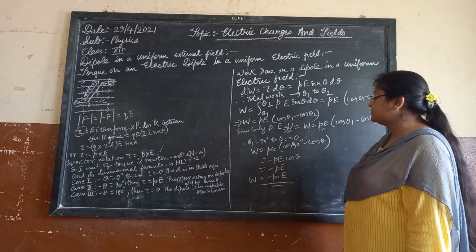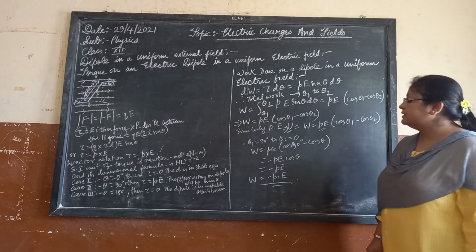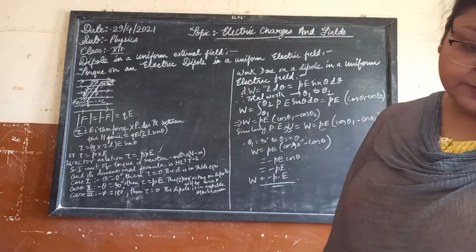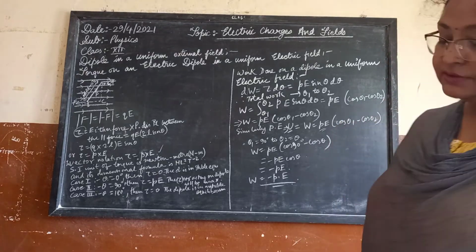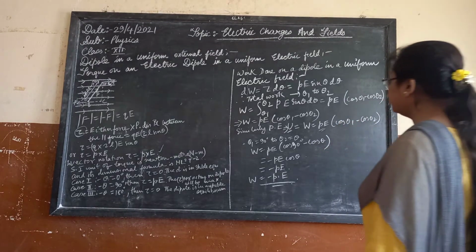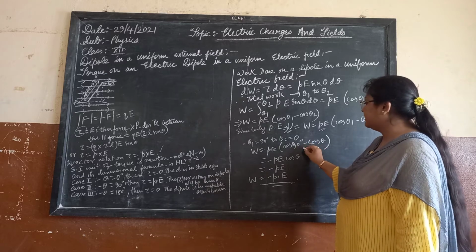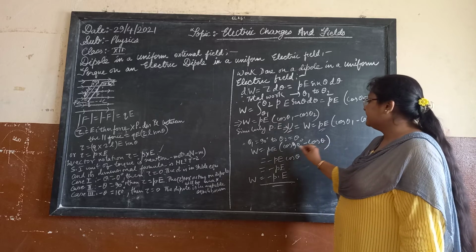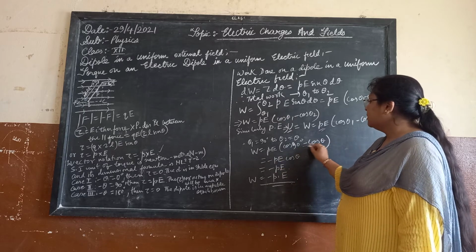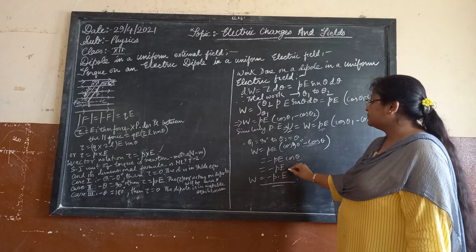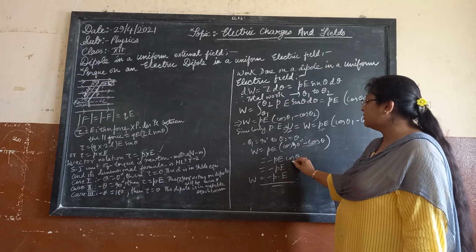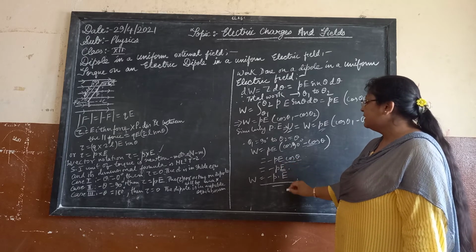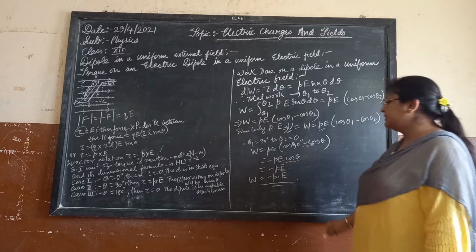Therefore, the work done will be W equals minus PE cos theta, because we are taking cos 90 degree minus cos theta. So we are taking a minus sign here from this value. And the dot product of P and E is PE cos theta, so this minus sign is being taken here.